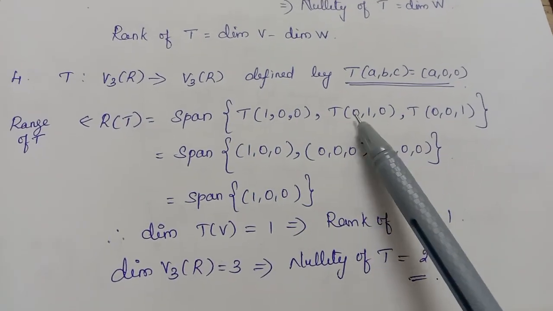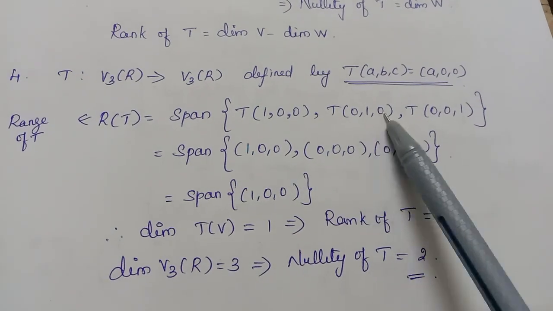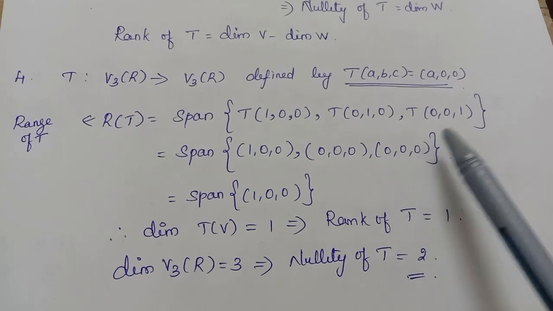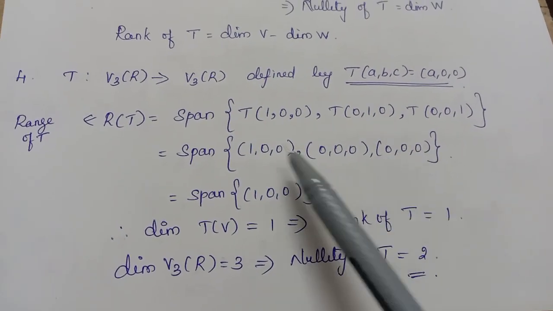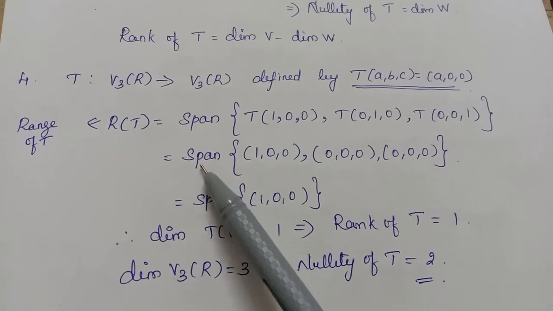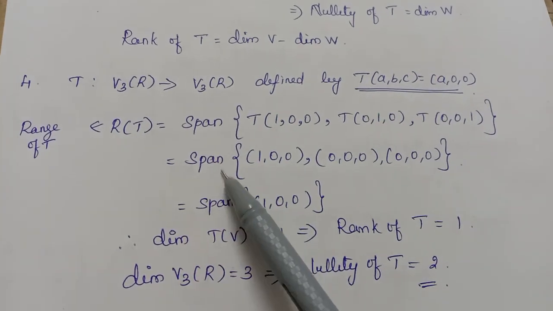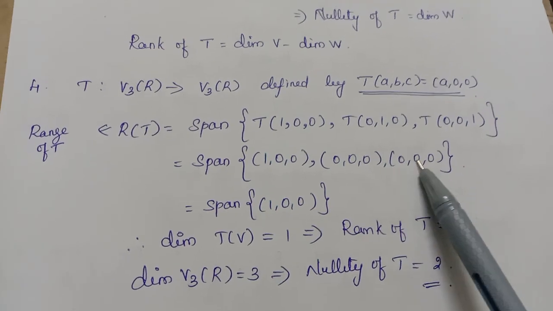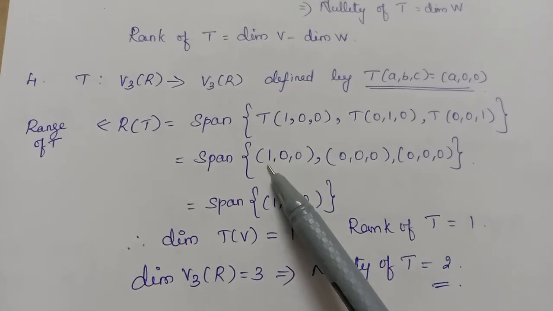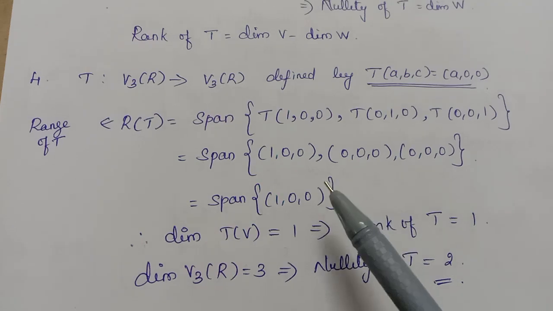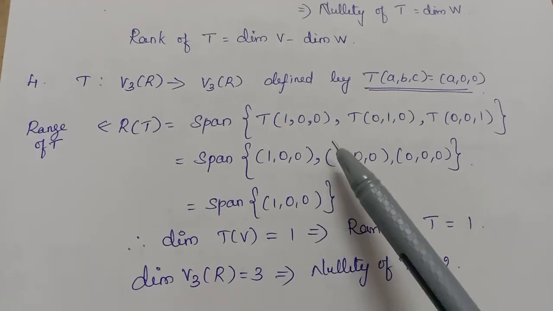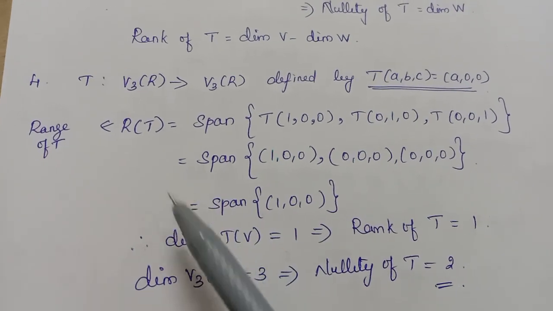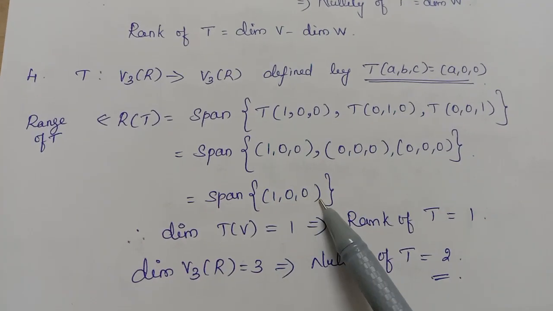And similarly, T of (0, 1, 0): first element you write as it is, rest of the elements you put 0. And similarly T of (0, 0, 1), first element write as it is, remaining elements you put 0. Now look at this, we have to find what is the space spanned by this set, isn't it? See, (0, 0, 0) we can remove because it can be spanned by the single vector (1, 0, 0), isn't it? Also, it is the zero space, so it has no dimension. So range of T is spanned by simply (1, 0, 0).